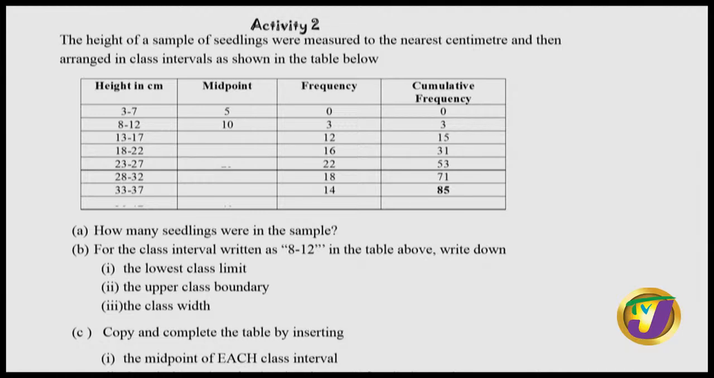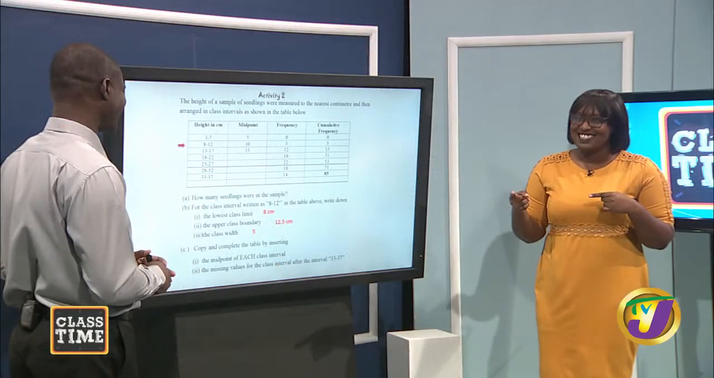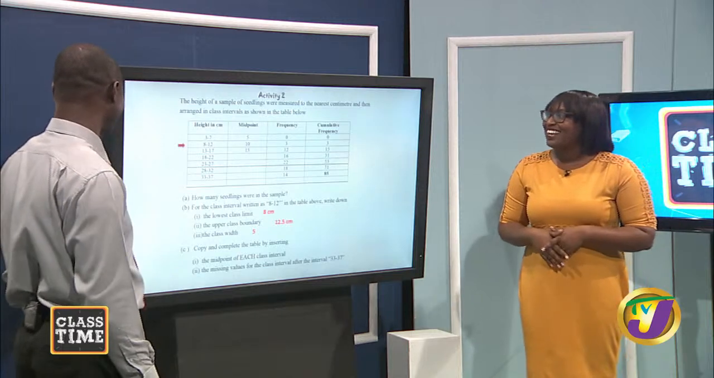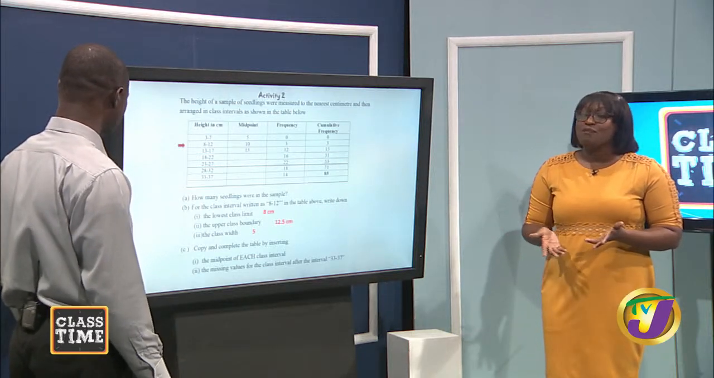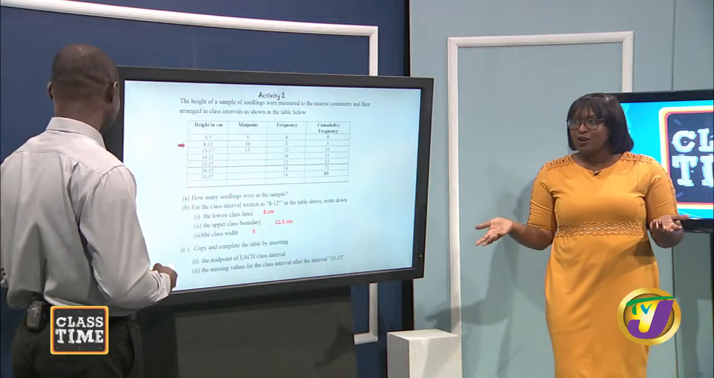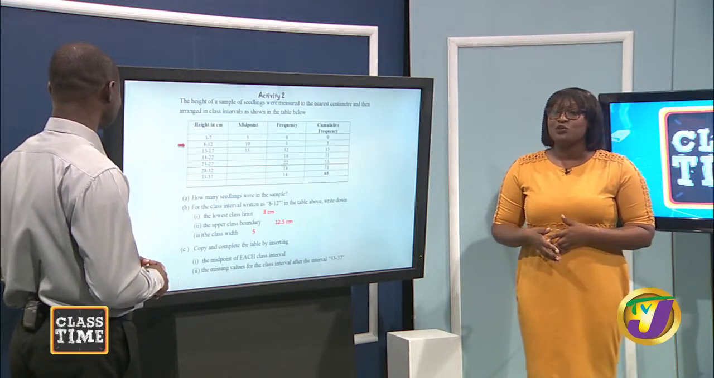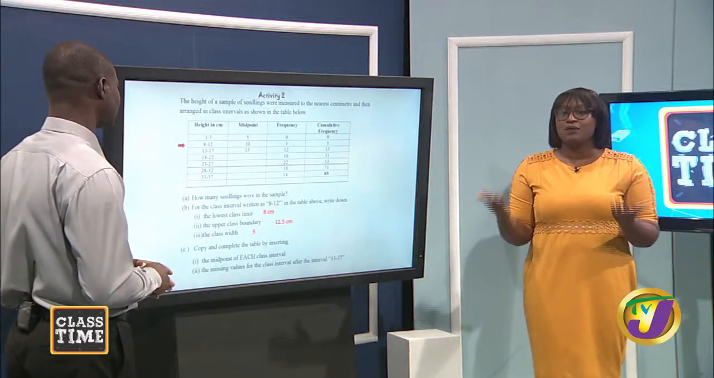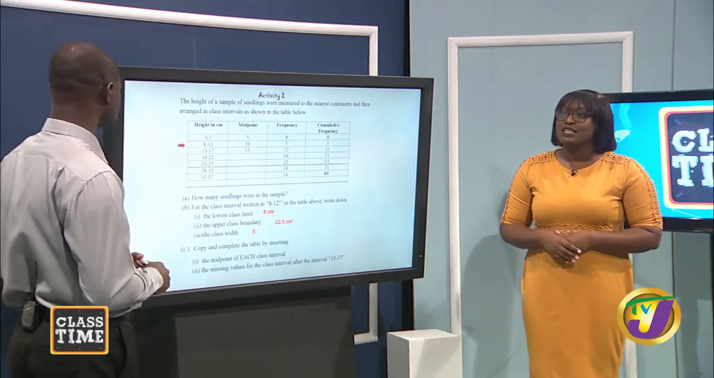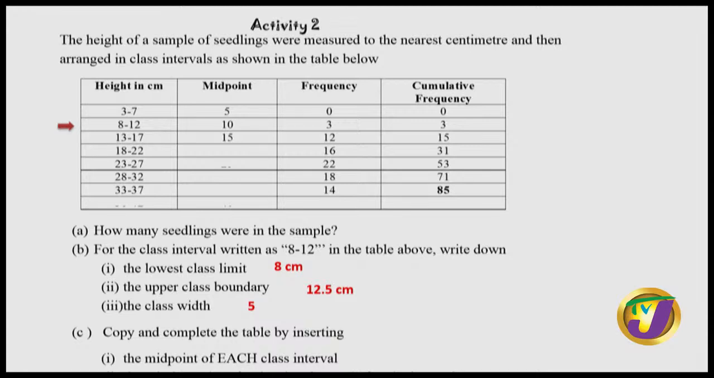And part C says to us now, copy and complete the table by inserting the midpoints of each class interval. When we're talking about midpoints here, we are talking about midway through the class. So we'd simply find our midpoint by adding our lower limit plus our upper limit and dividing by 2, because we want to find out where midway between the class limits is. So 8 plus 12 would give us 20. 20 divided by 2 is 10.